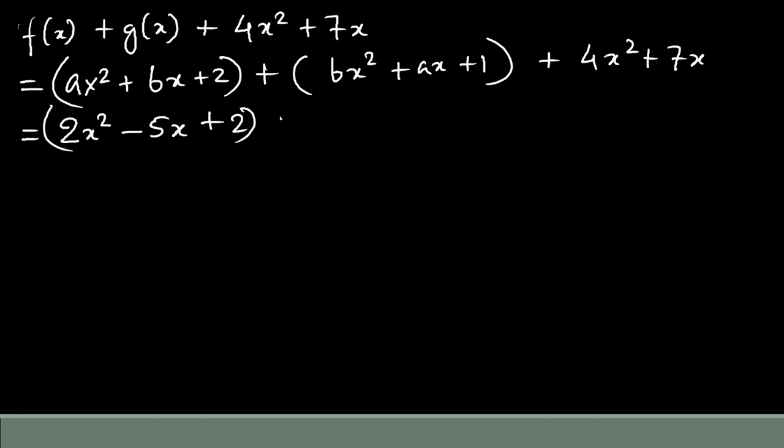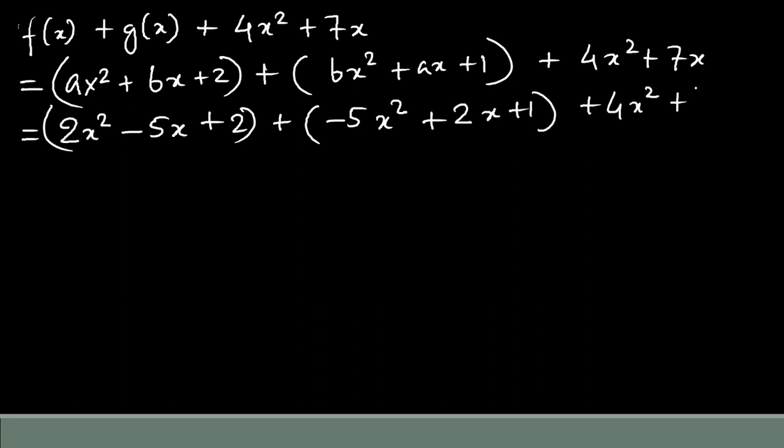Plus 2, plus the value of b again is minus 5 x square, value of a is 2, so 2x plus 1 plus 4x square plus 7x.